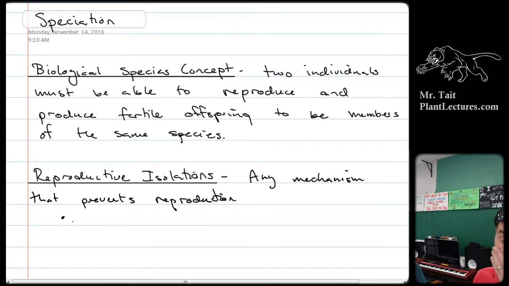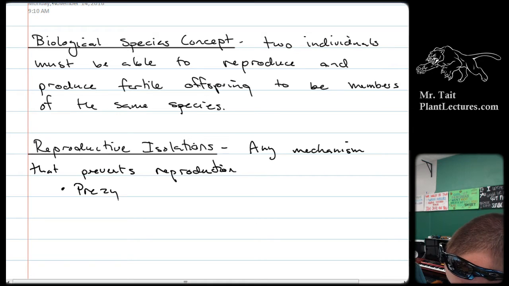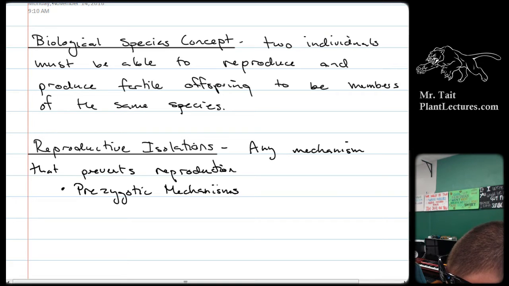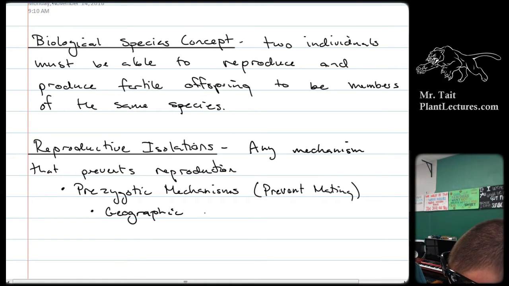We're going to divide them into two main groups, and then we're going to subdivide one of those groups. So the first group that we're going to subdivide into two is called the pre-zygotic mechanisms. Again, we're going to divide this up a little bit more. These are the pre-zygotic mechanisms that prevent mating in the first place. So no mating can happen. First one of these is called a geographic isolation.